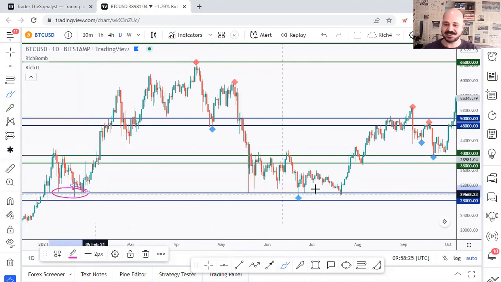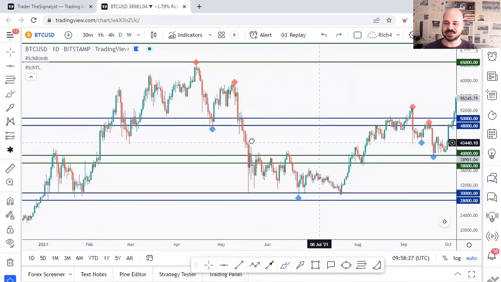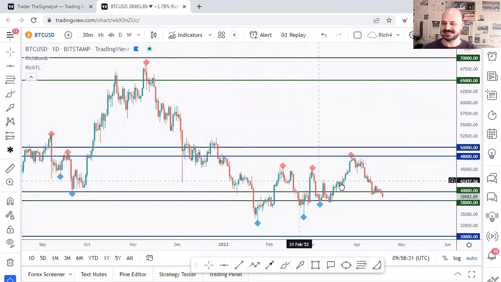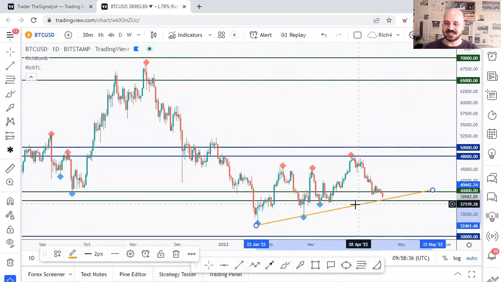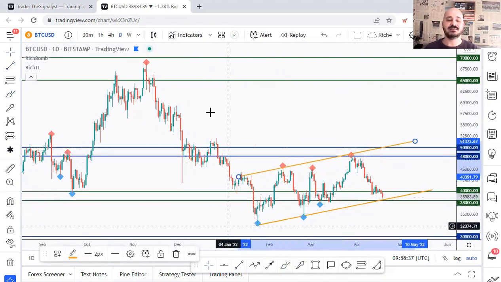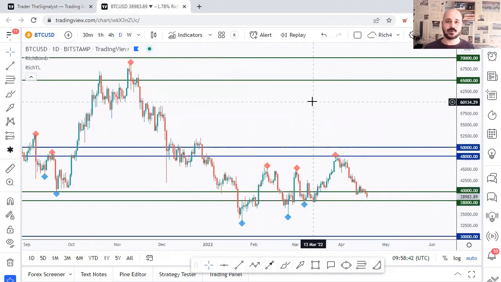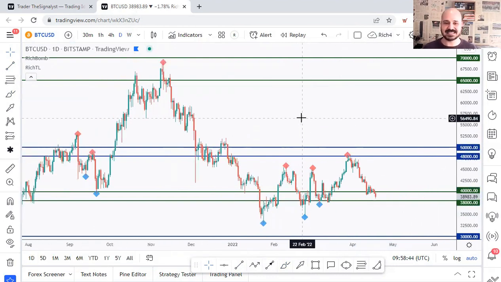And you can see many rejections from this area also, which is our support here, resistance here, resistance here, and so on. This is the channel that we mentioned from the weekly time frame, but for now I won't draw it. Let's focus on support and resistance. So this is basically it.